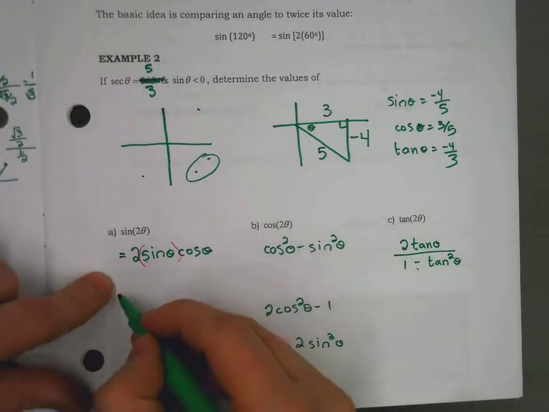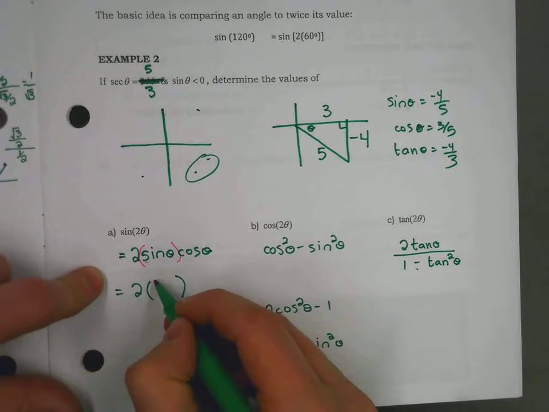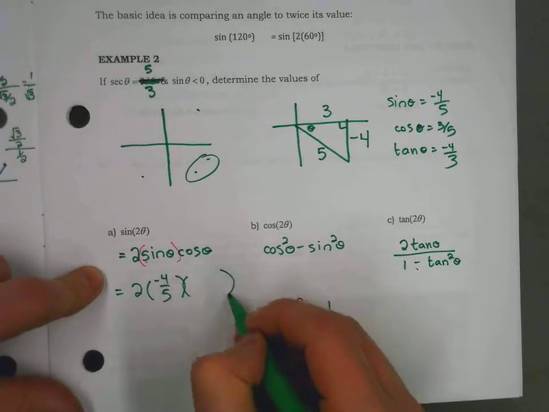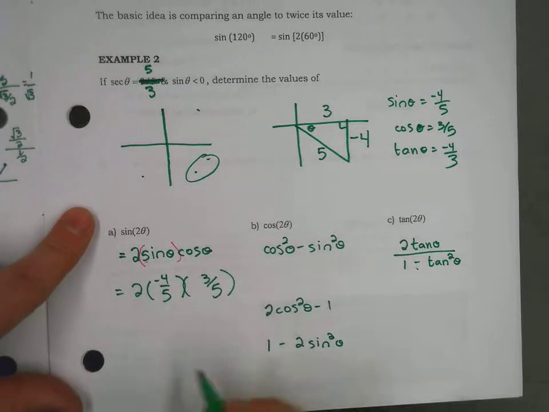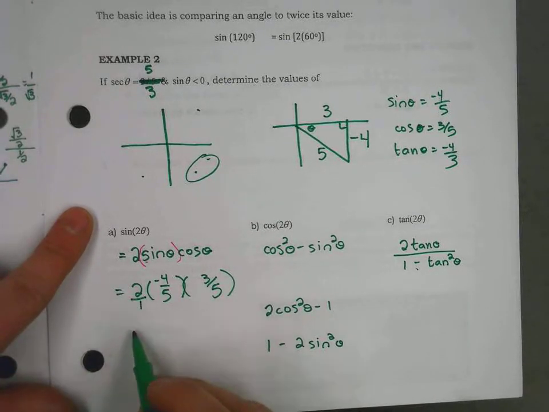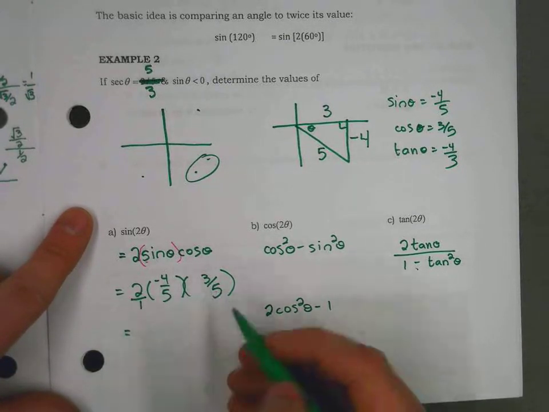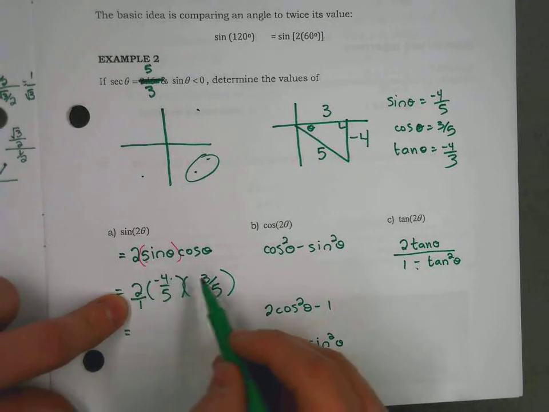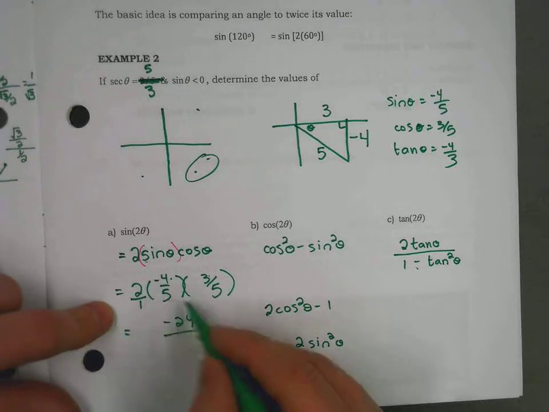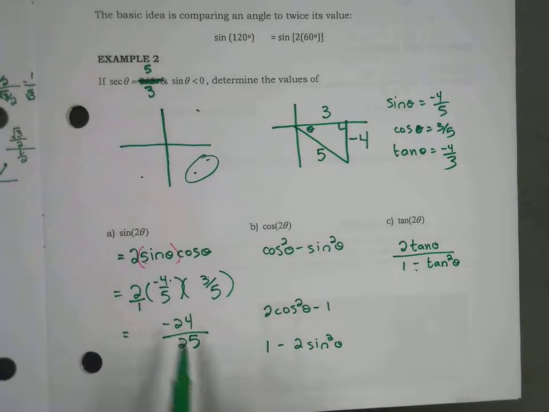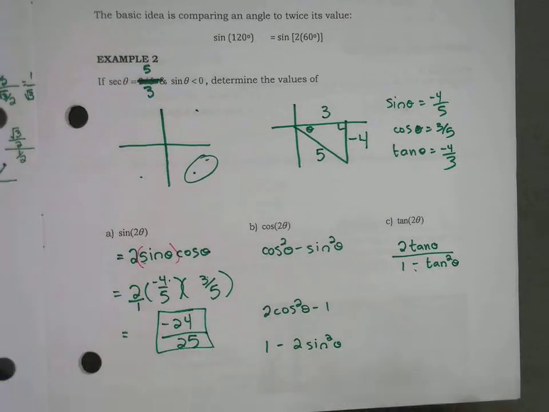I can bypass getting the angle and swap out sine of theta with negative 4/5, and cos of theta with 3/5. And when we multiply 2/1 times the other two fractions, we get 2 times 4 times 3, a negative 24, over 1 times 5 times 5, 25. Don't put that 2 on everything. There is sine of 2 theta. Choose any one of these and you'll get the same answer.